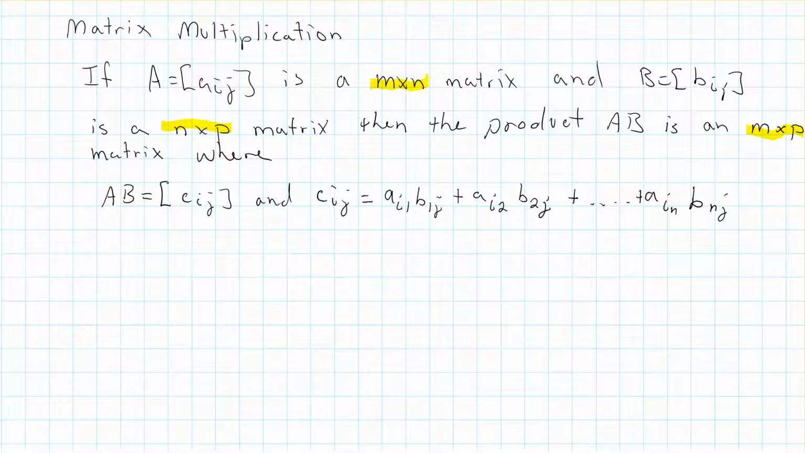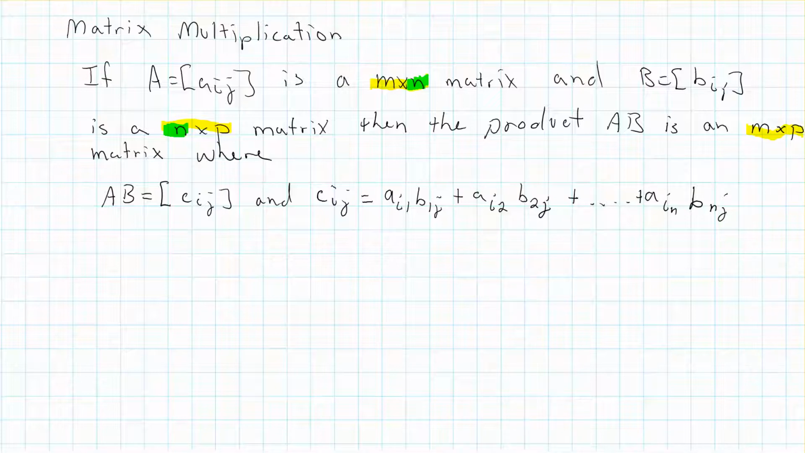Now, the other thing I want to highlight here is that matrix multiplication isn't always defined, because notice right here that this is n and this is n. There will be an easy way to see this when we start going through some examples on when it's defined and when it's not defined.